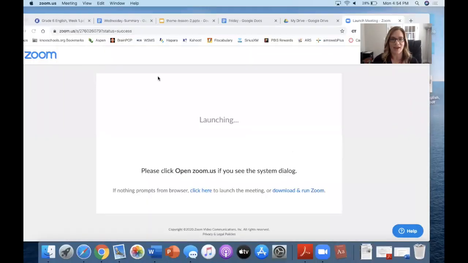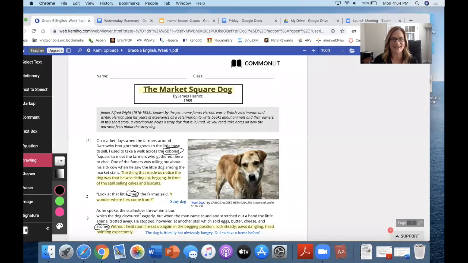Okay, so we're gonna try to share my screen so I can show you what we were supposed to work on first, which was to read and annotate the text. All right, well, we'll see if we can make this work. Okay, so your first step was to read and annotate.